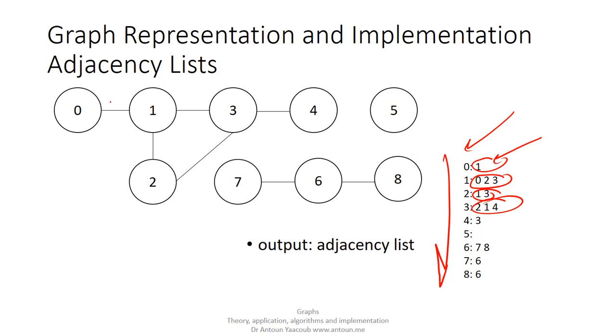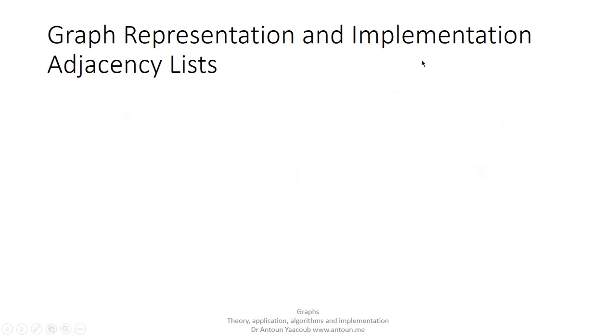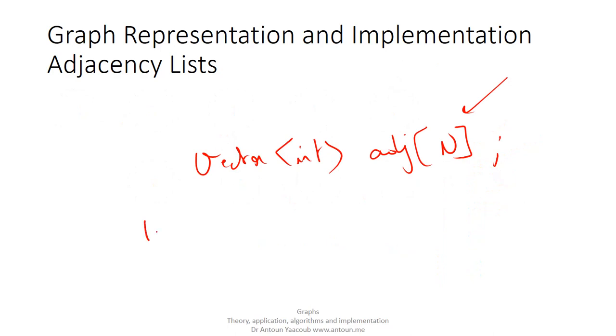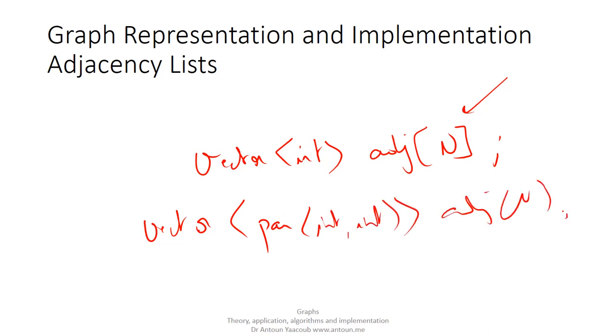So this is undirected, so I can find it here and here, as you can see. However, if it's directed, we'll see it later whenever we talk about directed graphs, it will be added to one of these lists. If the graph is weighted, I can use pairs here. So instead of a vector of int adjacency, I can have a vector of pairs of integers. So what does it mean, a pair? It means the first one is the neighbor and the second element is the weight.